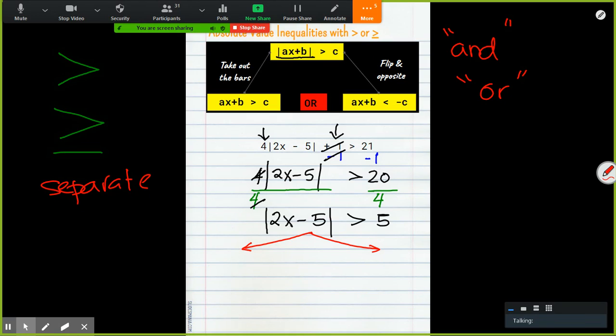Okay. So you have to separate the ax plus b, or the expression. So what did we do? We removed the 1, and we also removed the 4.